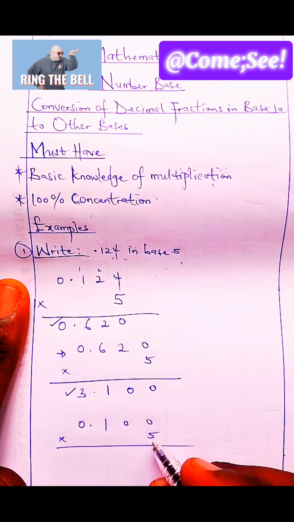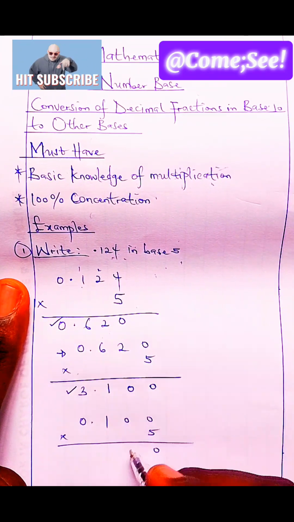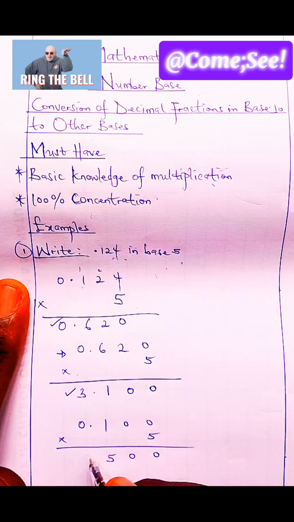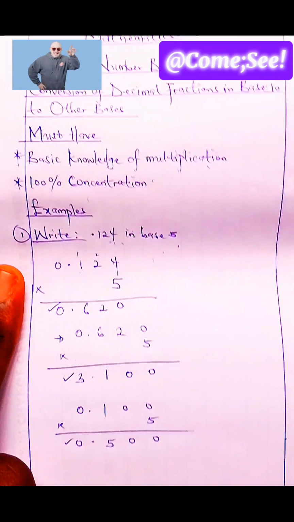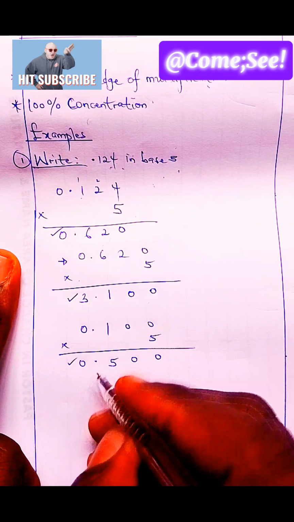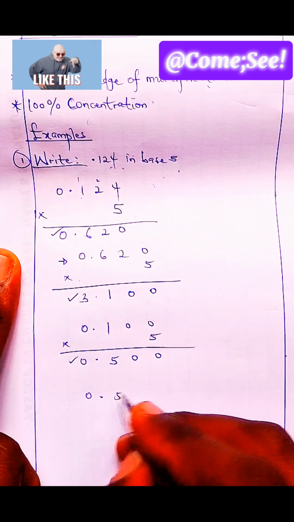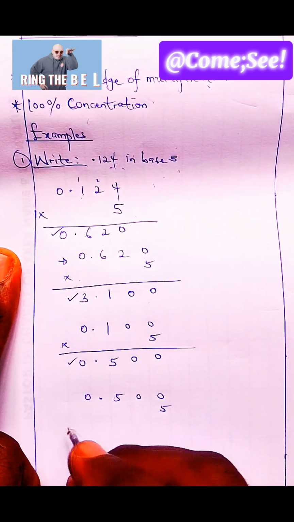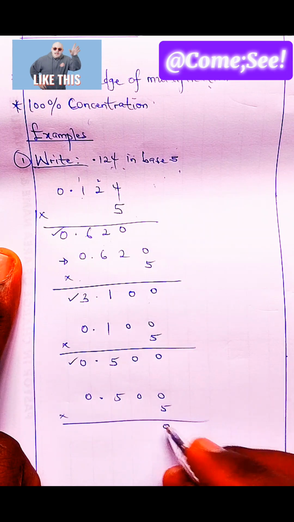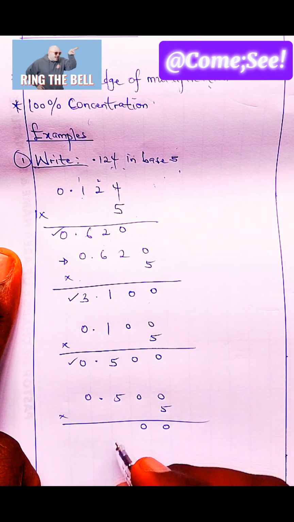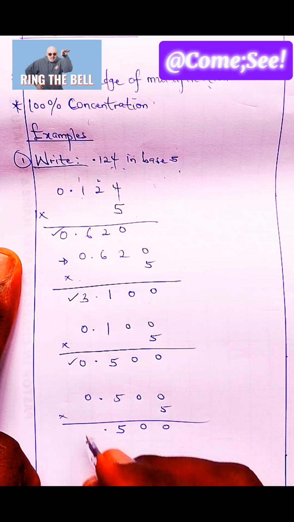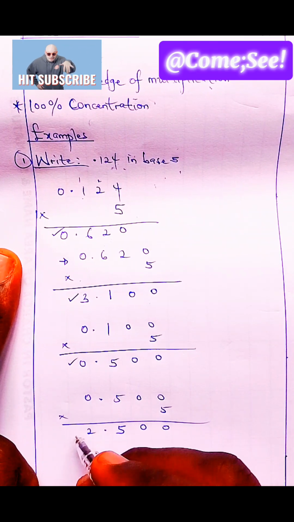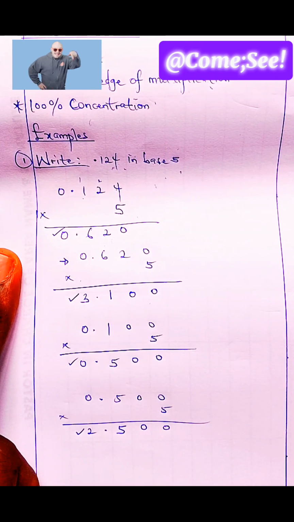You just keep repeating the pattern. 5 times 0 is 0. 5 times 0 is 0. 5 times 1, 5. 5 times 0 is 0. Take off the whole number again. So the next thing you do, 0.500, multiply by 5 again. 5 times 0 is 0. 5 times 0 is 0. 5 times 5 is 25. Write your 5. Keep your 2. 5 times 0 is 0 plus 2 is 2. Take off the whole number again.